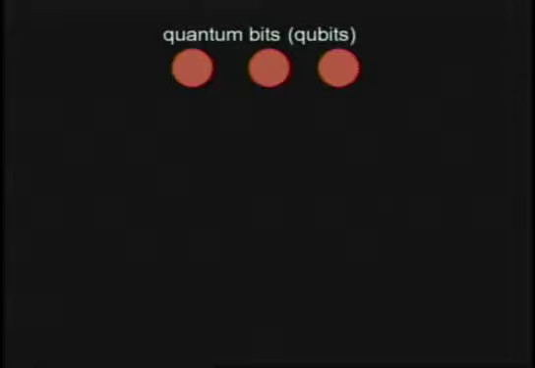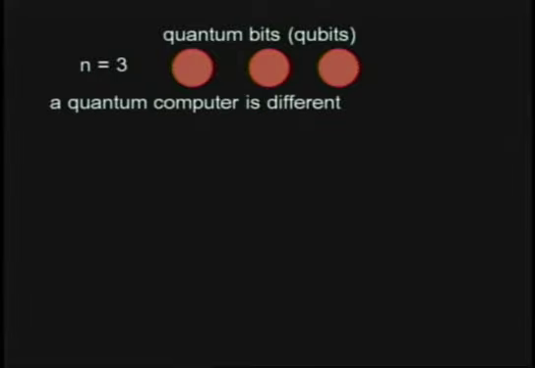Okay, so the quantum analogue of the bit is called the qubit, not surprisingly, the quantum bit. So I've drawn an abstract representation of three of them here. We're going to imagine a computer with n qubits. Of course, classically, you can describe the state of a classical 3-bit computer by 3 bits, 0, 1, 0. A quantum computer is quite a bit different.